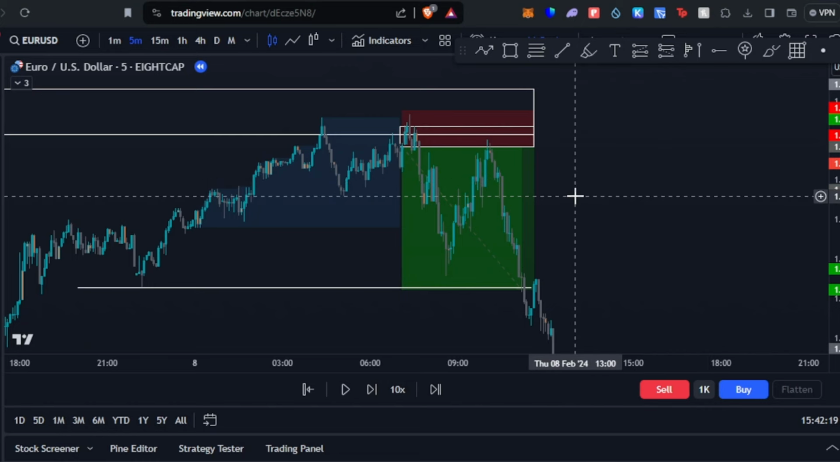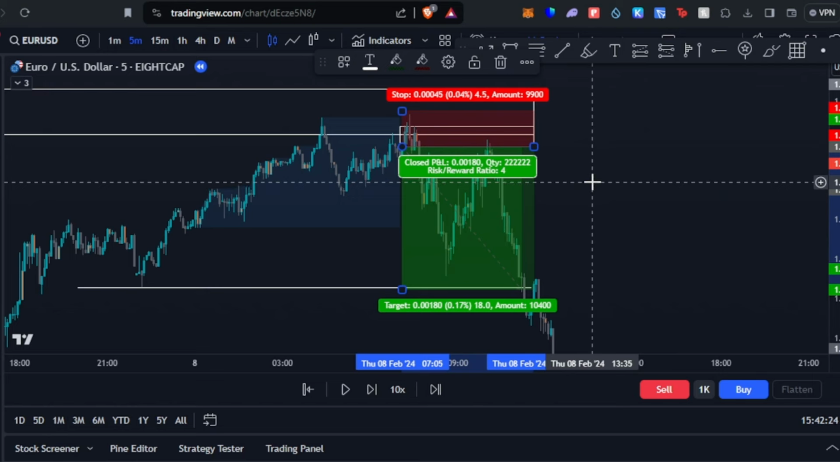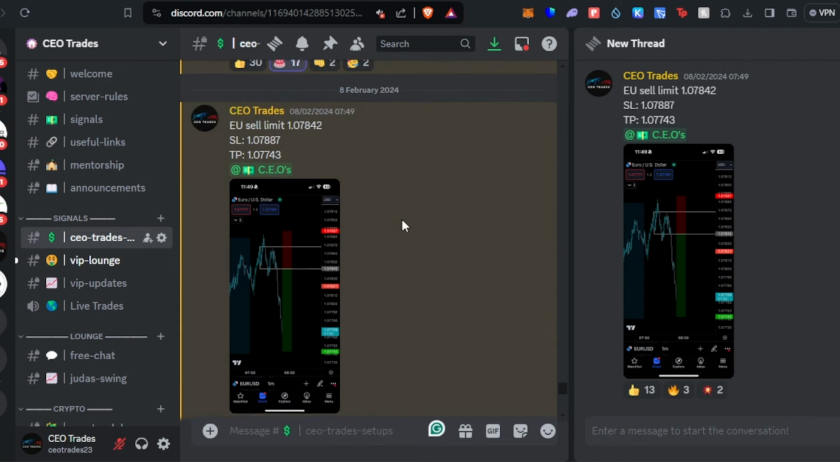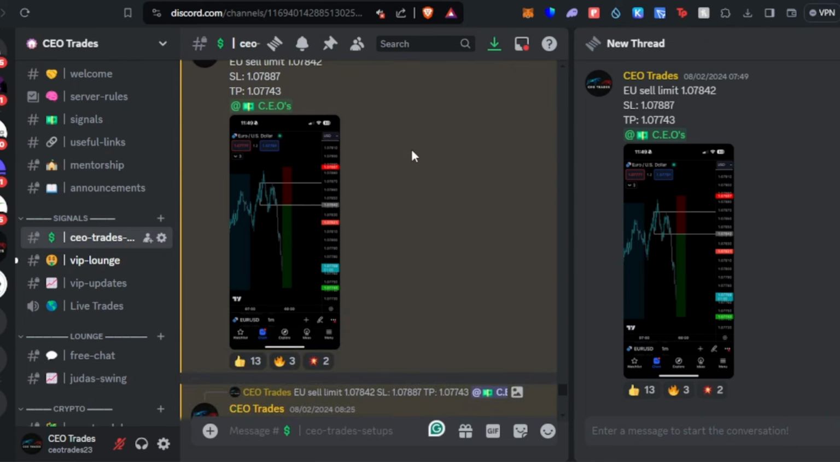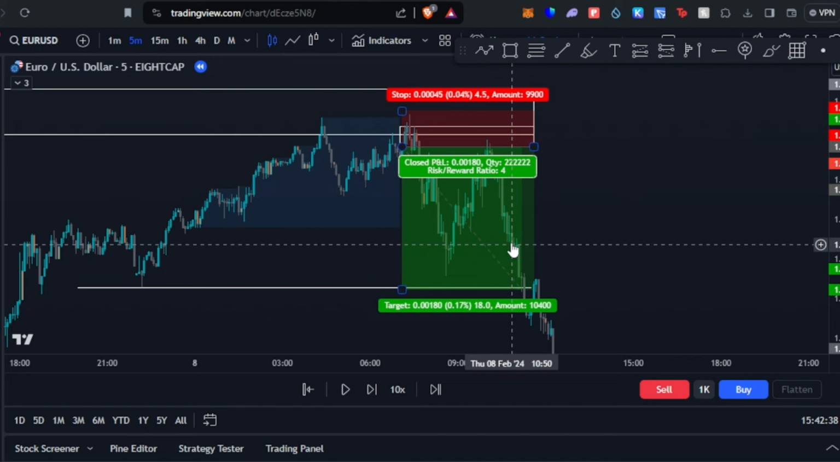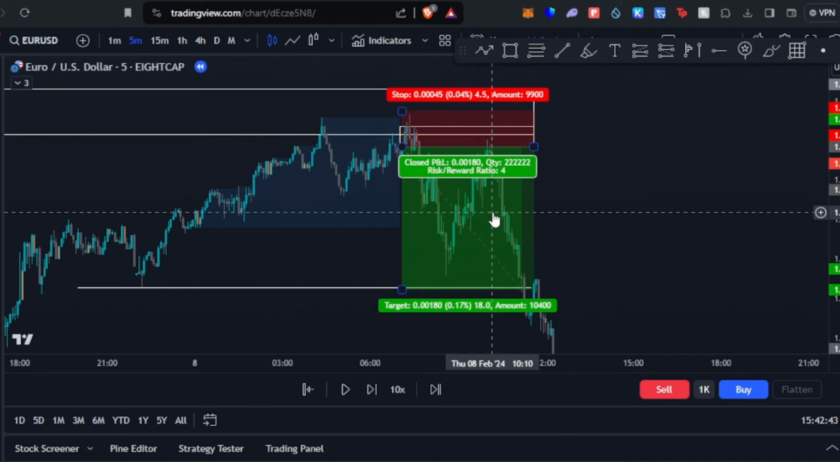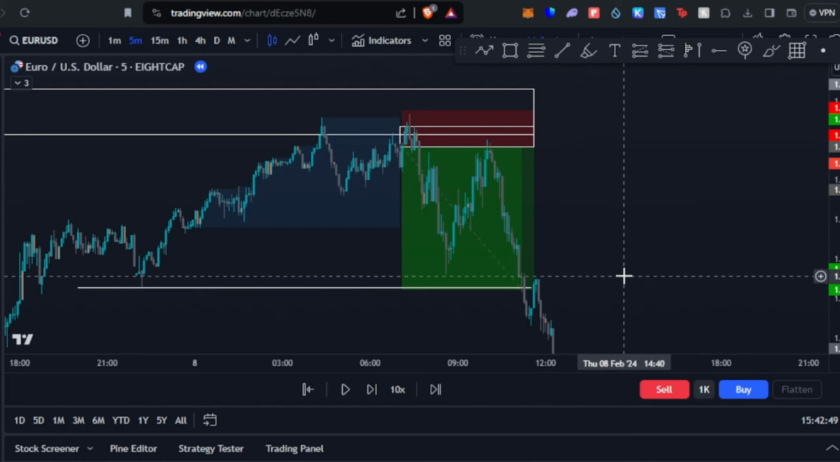Hey guys, so in today's video I wanted to talk to you about how I made $4,500 trading this beautiful JUDAS swing setup on Euro USD just a couple of days ago. And not only did I take that myself, but I also sent it into the Discord where me and everyone in the Discord were able to take this trade together and bank a solid $4,500 or a 1-to-4 risk to reward.